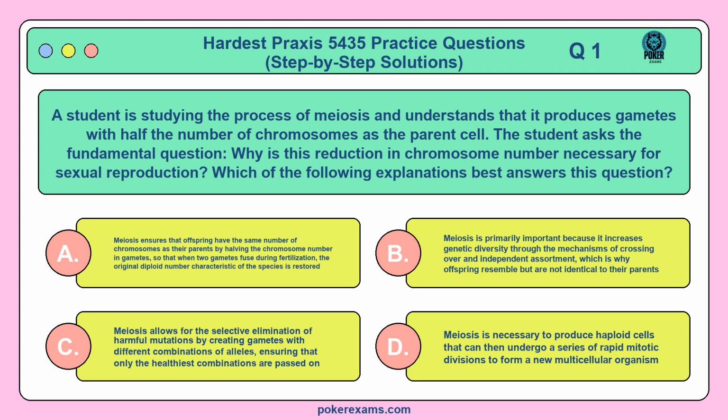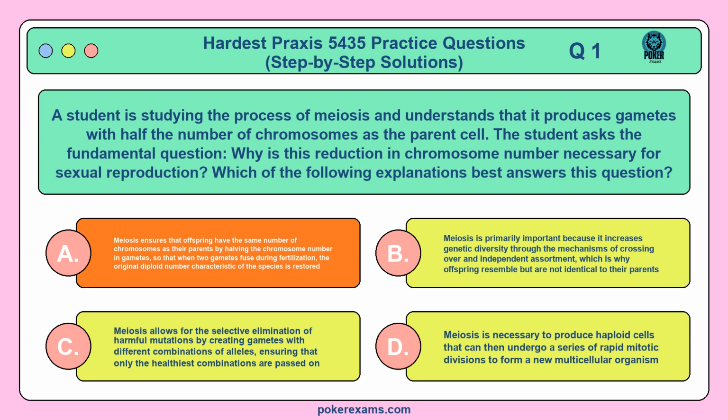A student is studying the process of meiosis and understands that it produces gametes with half the number of chromosomes as the parent cell. The student asks the fundamental question: why is this reduction in chromosome number necessary for sexual reproduction? Which of the following explanations best answers this question?